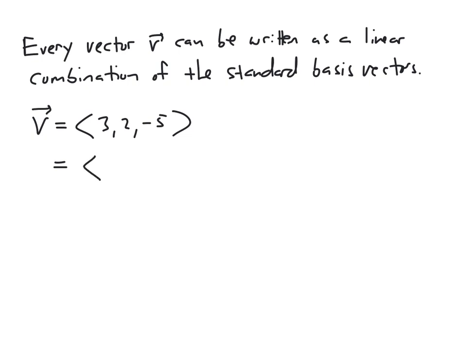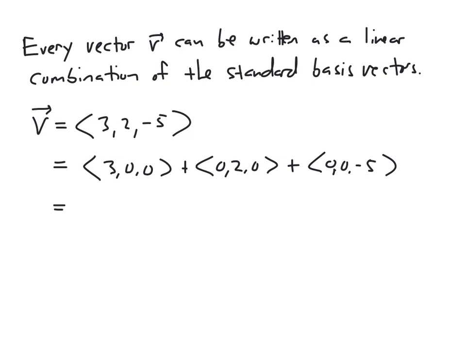So in this case, I can write this as the sum of the vectors 3, 0, 0, plus 0, 2, 0, plus 0, 0, -5. So I can break this vector up into 3 pieces, where each piece has only one non-zero component. Well, then I can use scalar multiplication to write this as a scalar times a vector with just zeros and ones. So for example, I could have the first vector as 3 times the vector 1, 0, 0.